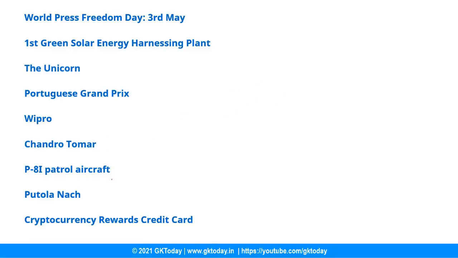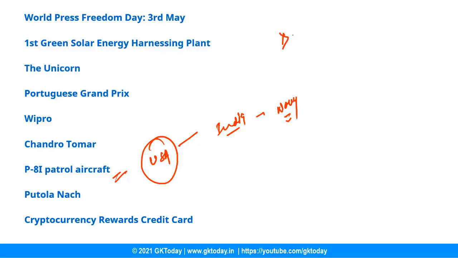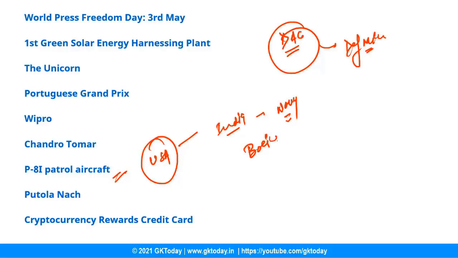Next is P-8I patrol aircraft. So recently, USA approved the sale of these aircrafts to India, and these will be used by Indian Navy. Now please note that in our country for defense procurement we have Defense Acquisition Council, and this council is headed by Defense Minister. These aircrafts are produced by Boeing, and Boeing is an American aerospace company.